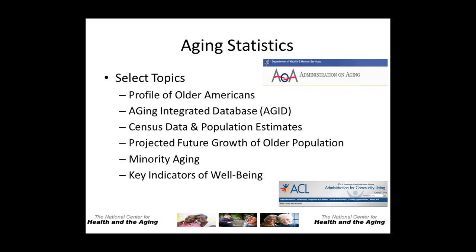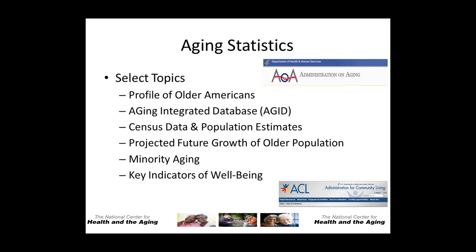AOA brings together several different resources that provide statistical information about older adults. We've listed just a few here, and combined, these resources provide information on income status, health status, educational, employment status, disability, and even living arrangements. So who are these older adults living with? Sisters-in-law, daughter-in-laws, daughters, sons, that type of information.